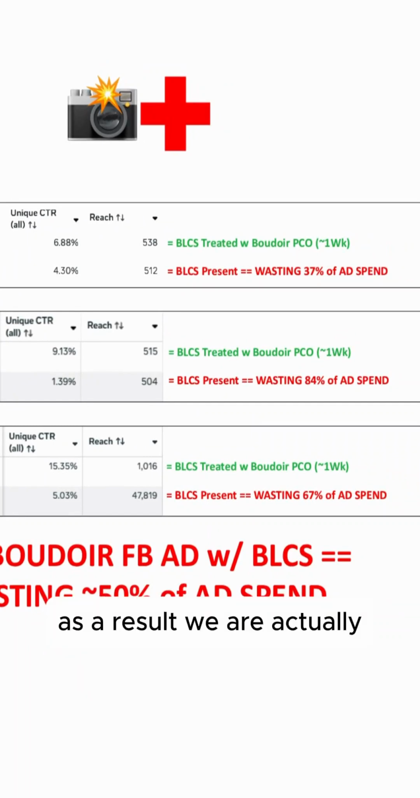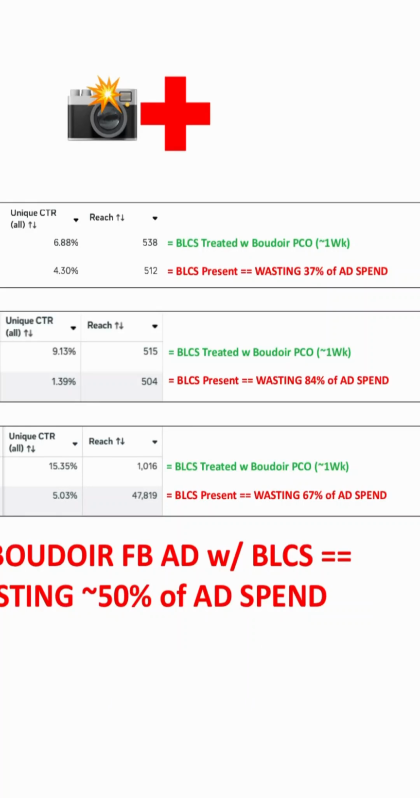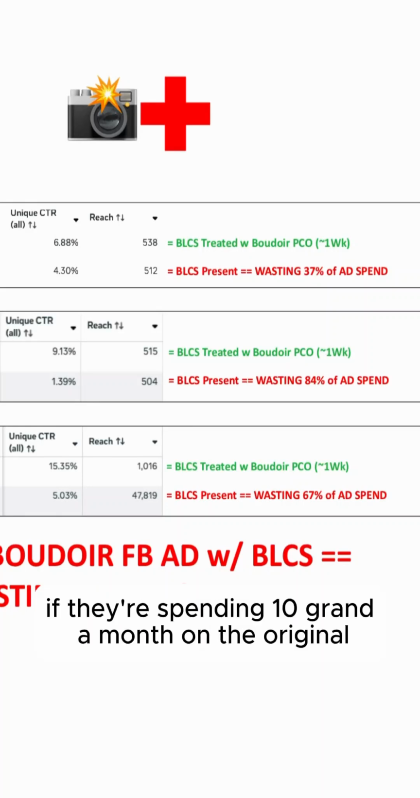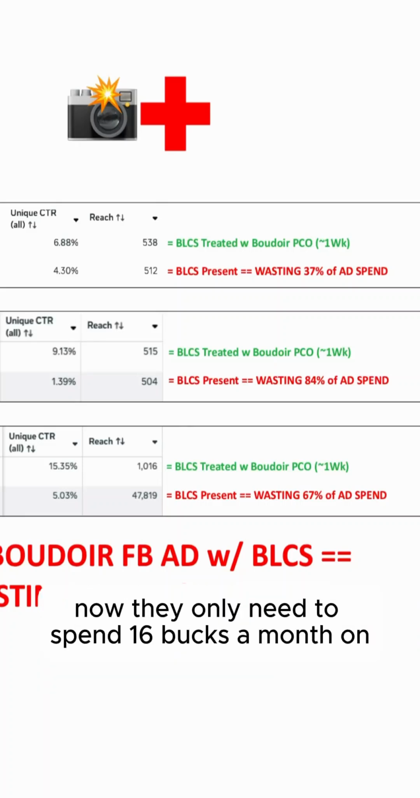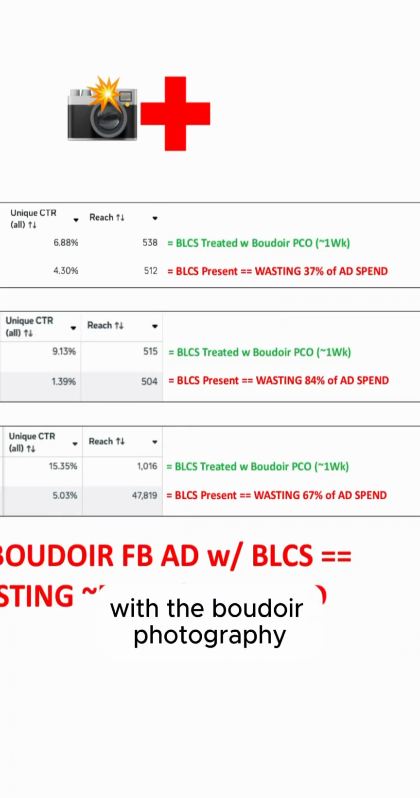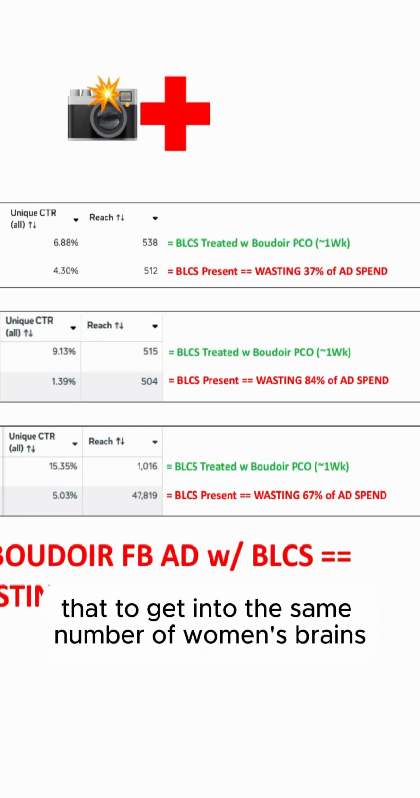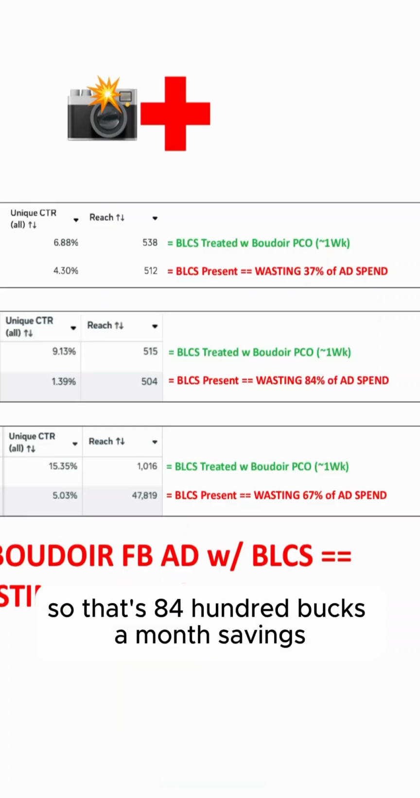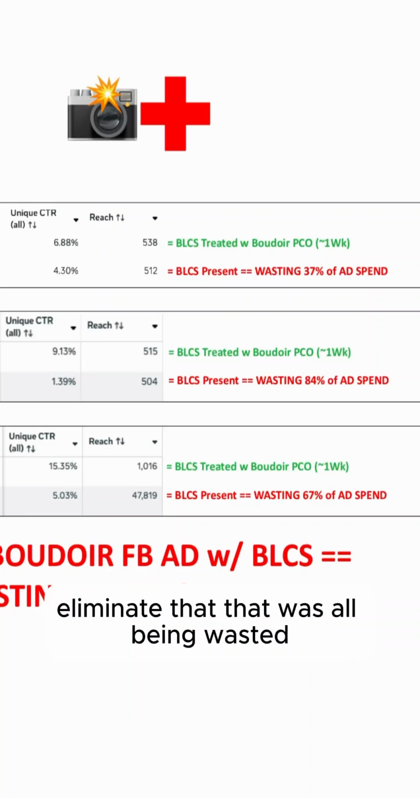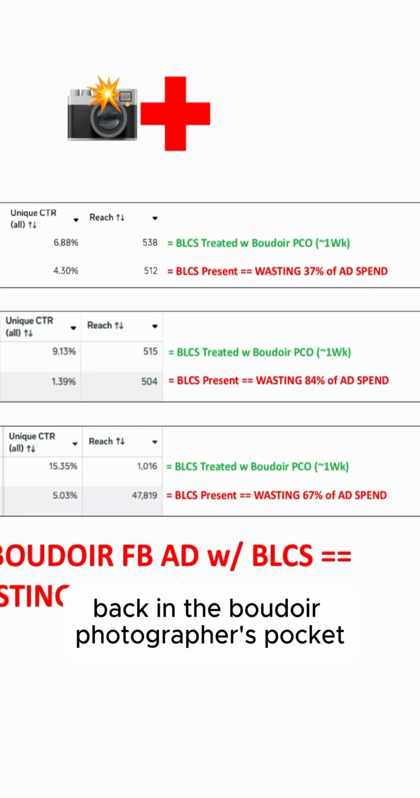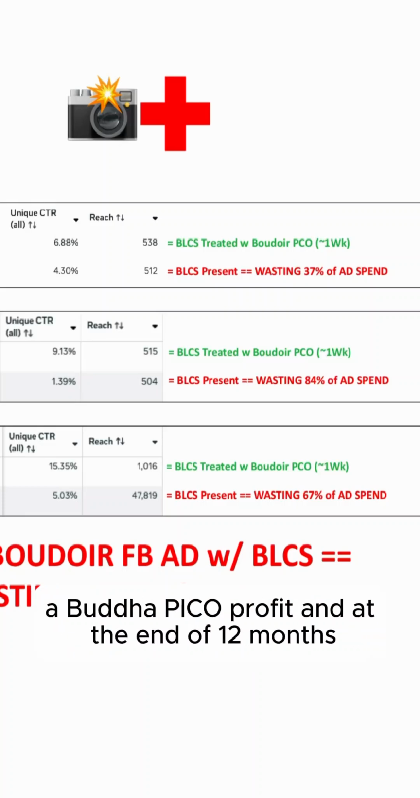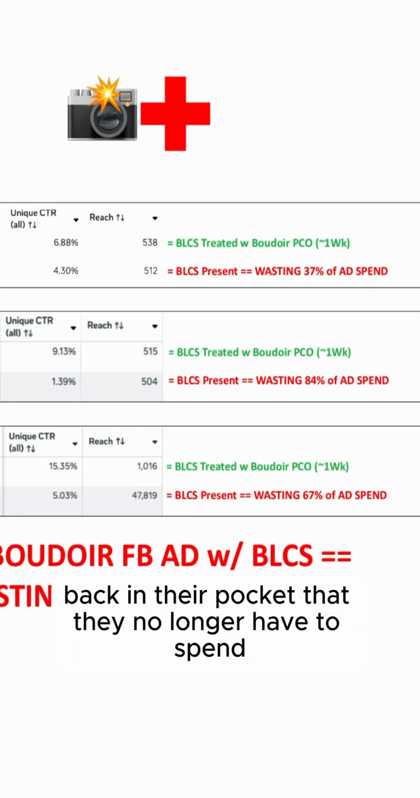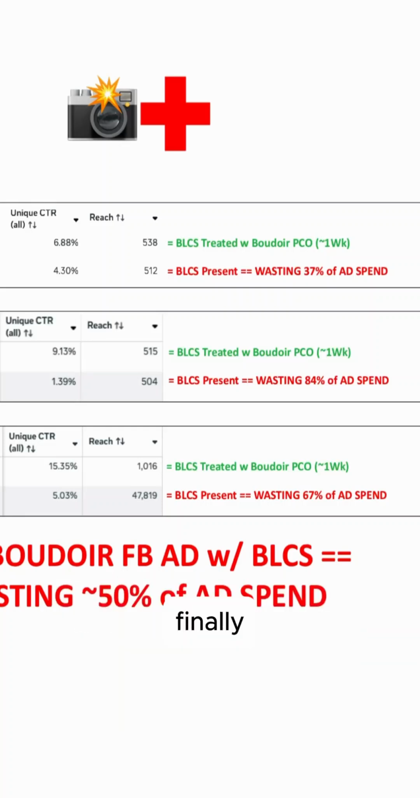That means that if they're spending 10 grand a month on the original Boudoir Facebook ad, now they only need to spend $1,600 a month on the Boudoir Pico treated ad to get into the same number of women's brains. So that's $8,400 a month savings. They no longer have to spend. Eliminate that. That was all being wasted, back in the boudoir photographer's pocket every single month. And it was like a phantom profit, a Boudoir Pico profit. And at the end of 12 months, it's like a 100K bonus back in their pocket that they no longer have to spend.